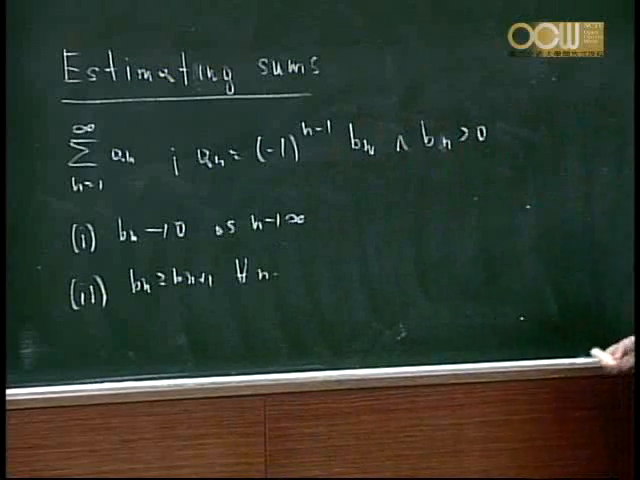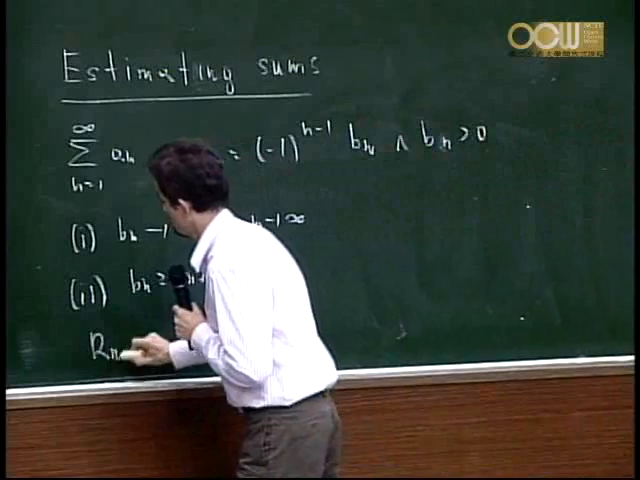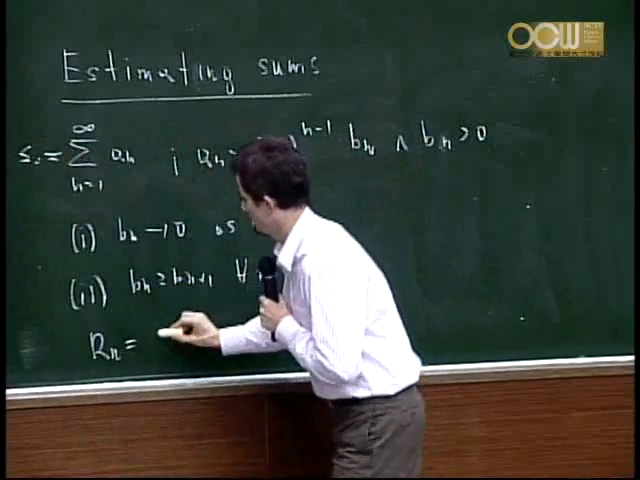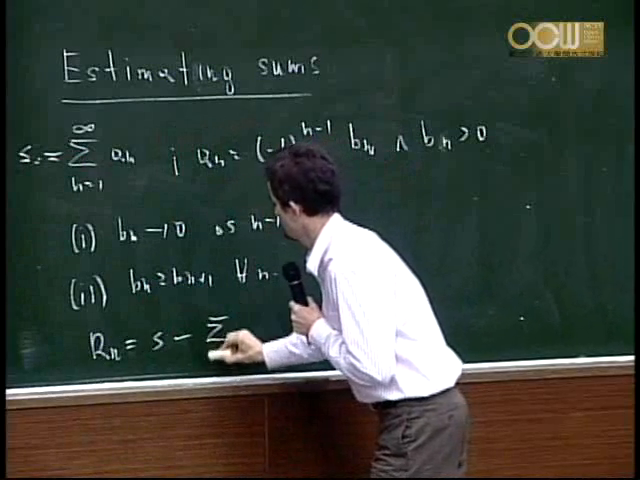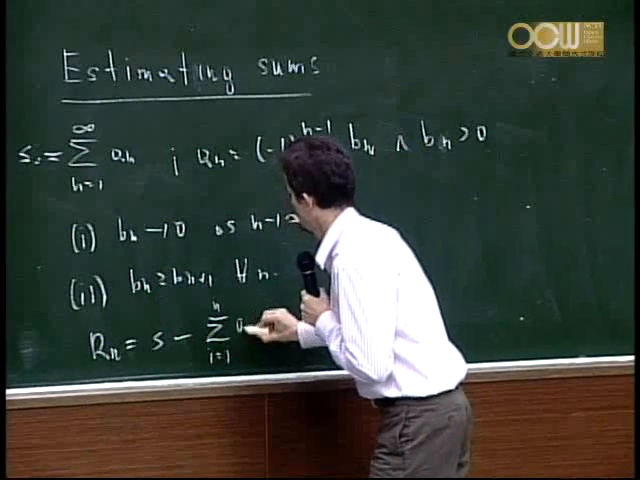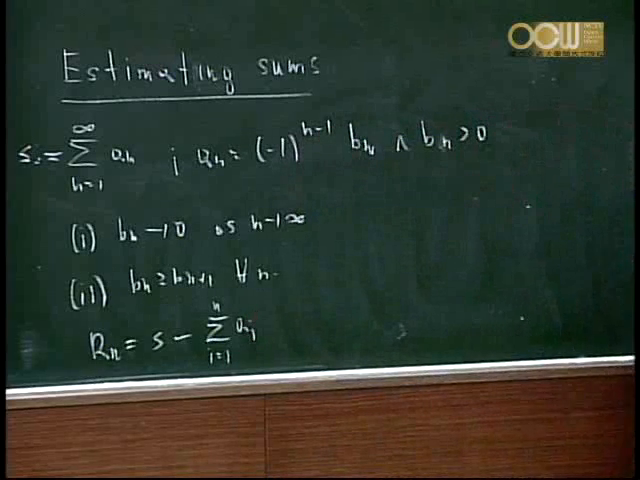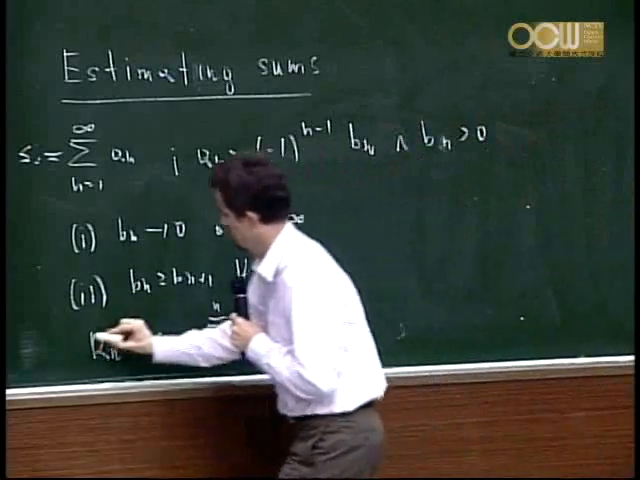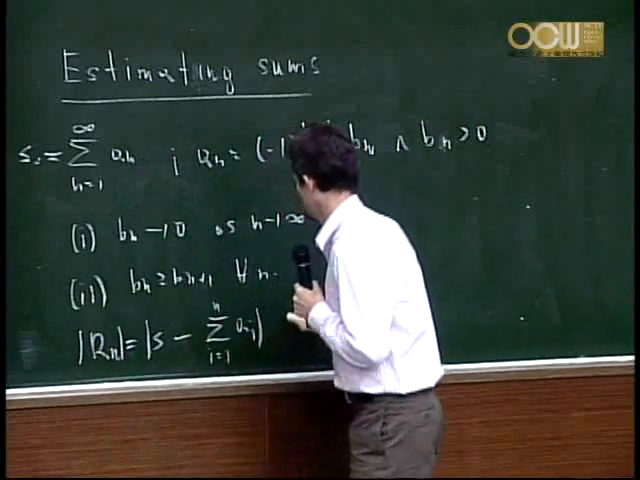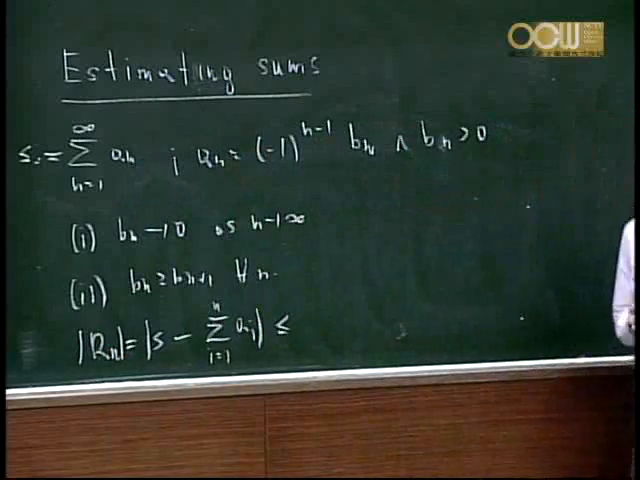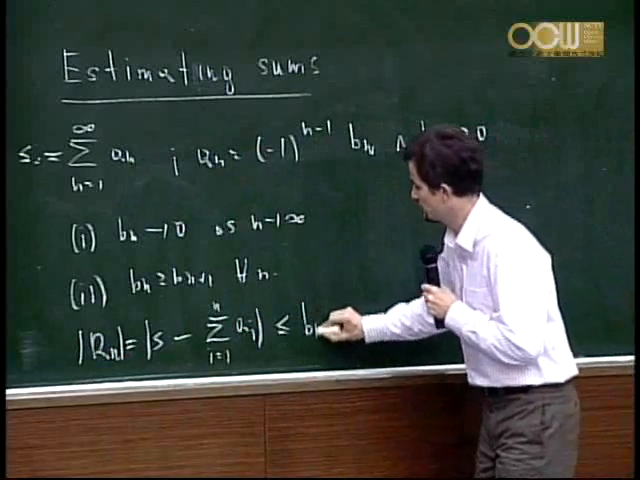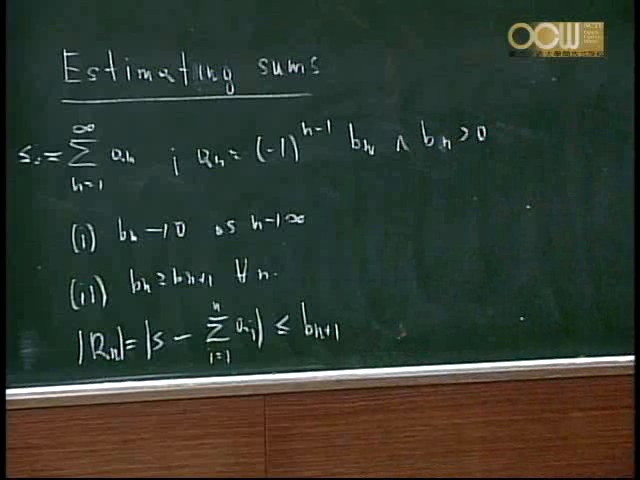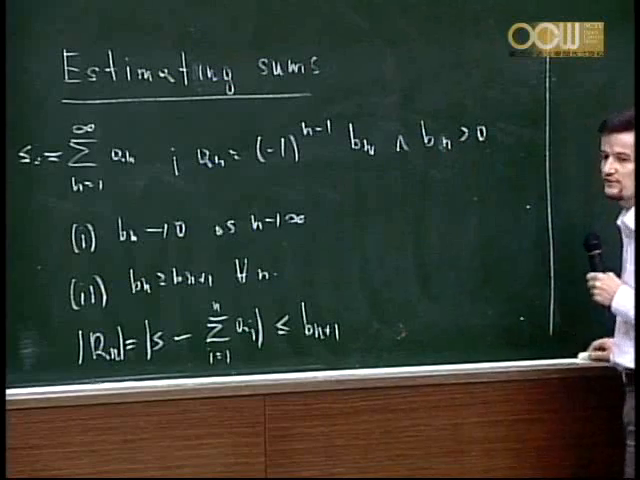The question is, if you look at the error by approximating s, which we know is the sum, by the partial sums, is there a good bound for this? If you look at the absolute value, actually there is a very easy bound in this case, namely this is smaller or equal than b_(n+1). Okay, so this makes the situation very, very simple.